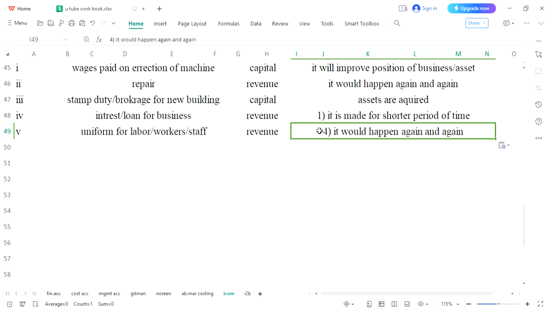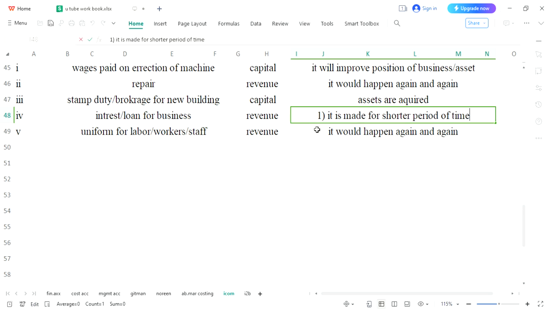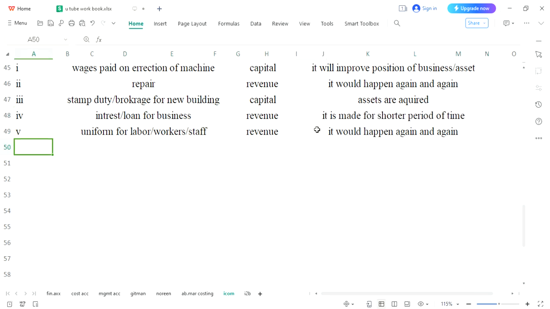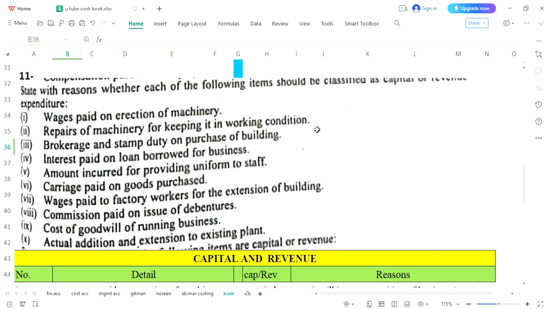So this could be the best reason. We have settled down that if uniforms are purchased for the staff, that kind of expense would be made several times in a shorter period of time. So we have called it revenue. Number five is gone. Now number six we will see, which is saying carriage paid on goods.